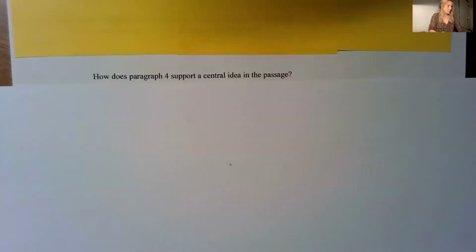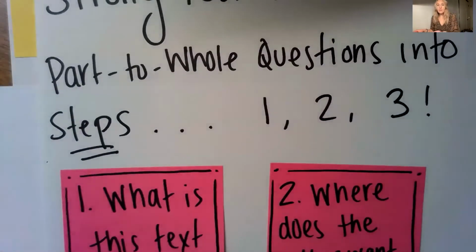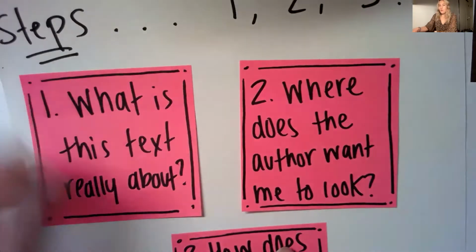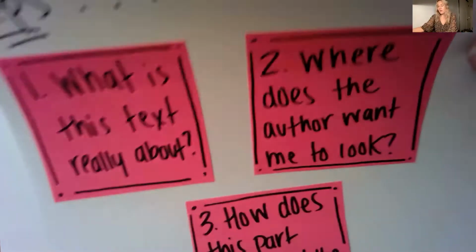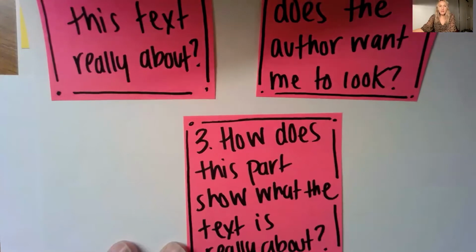So the question here is, how does paragraph 4 in the excerpt from Under the Persimmon Tree support a central idea in this passage? Okay, so let's think about our steps. The first step is to think, well, what is the whole text really about? Then I want to think about where paragraph 4 fits into that whole thing. And then I'll think about how that supports the whole text.